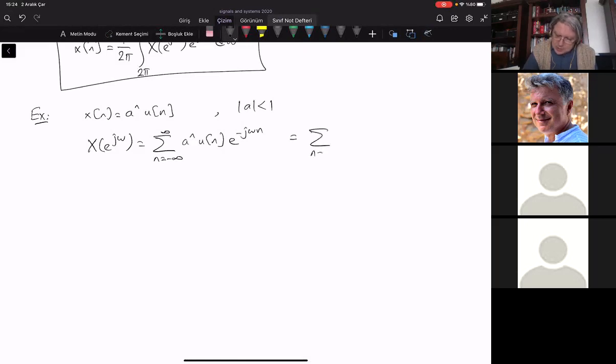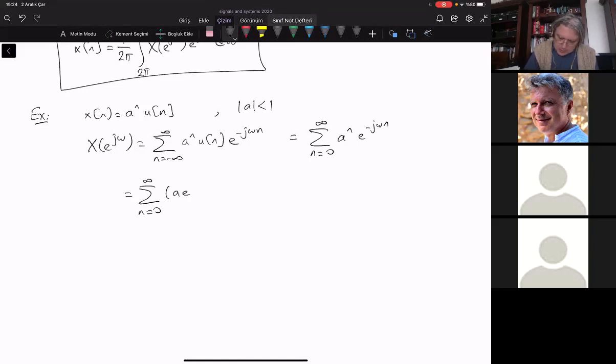So the summation actually starts from 0 and goes up to infinity, a to the n. And for positive n, u of n is 1, so let's not write it. And e to the minus j omega n. This is the summation that we will evaluate. And this is maybe one of the reasons where in calculus you have seen series sums or infinite series, power series, etc.